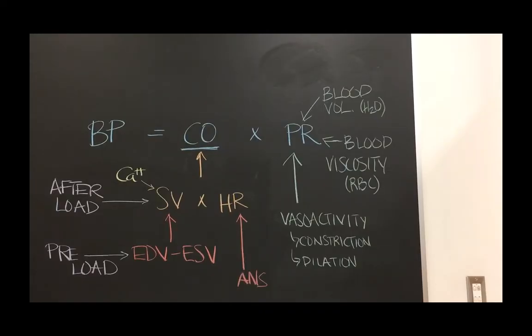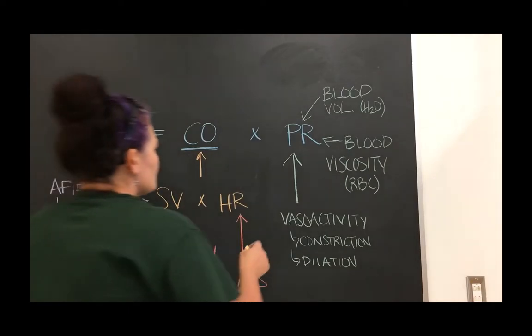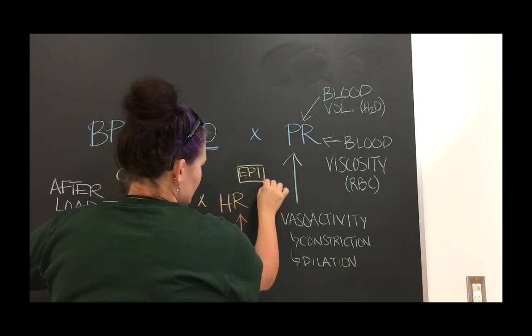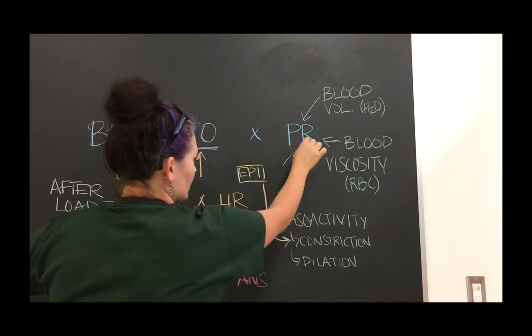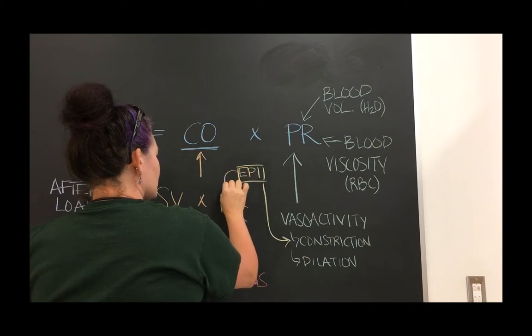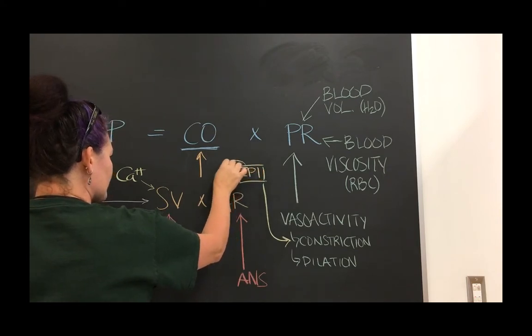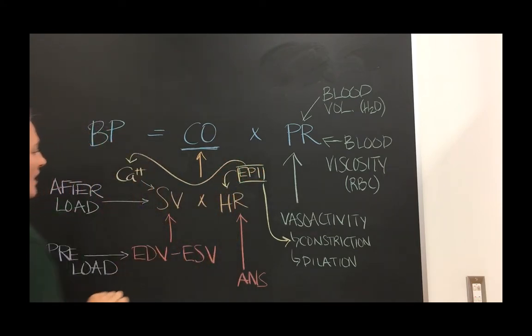All right, so let's go ahead and add in our hormones that we just talked about. So we'll start with epinephrine, super powerful because it affects both sides of this equation. So we'll throw epinephrine right in here. Epinephrine is a powerful vasoconstrictor, so it's going to increase PR, and it's going to increase both your heart rate and overall contractility of your heart, so you're going to get a big increase in cardiac output as well. So epinephrine is so powerful because it really does work on both sides and is going to dramatically increase your blood pressure.